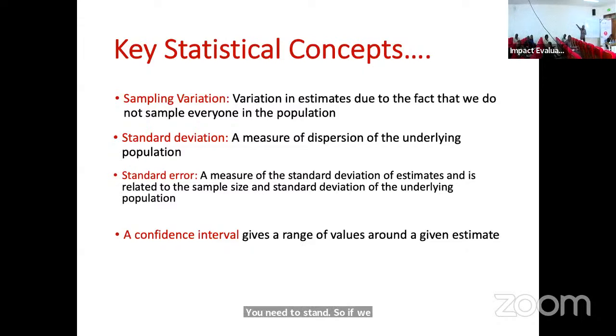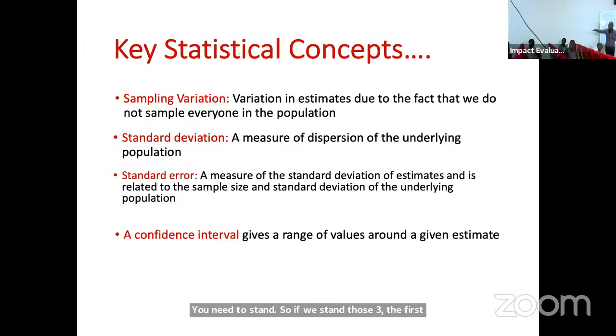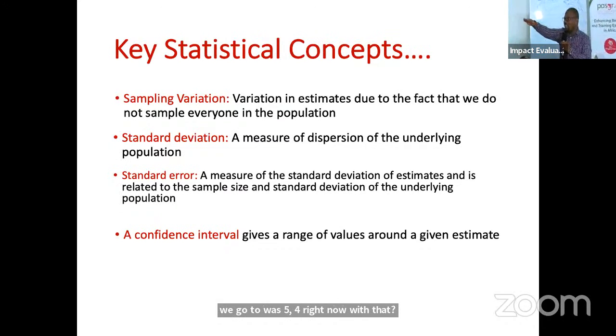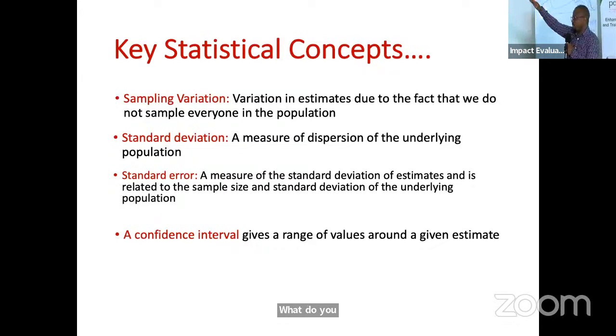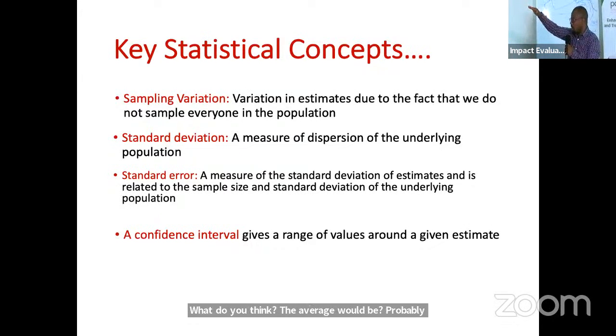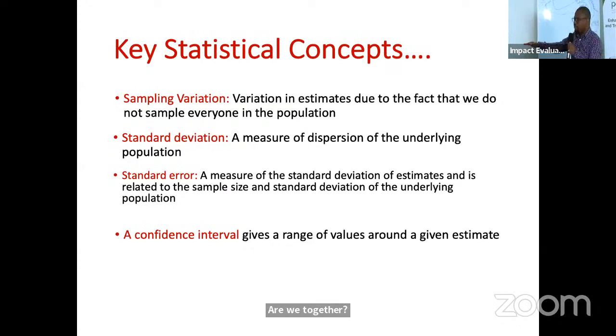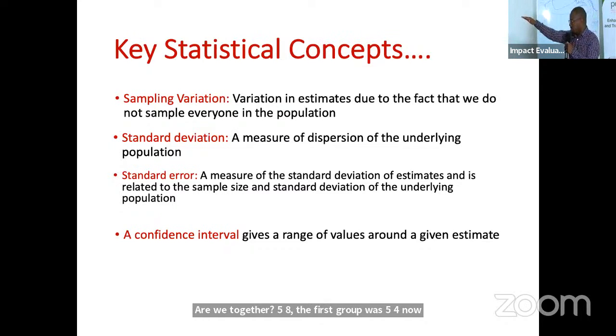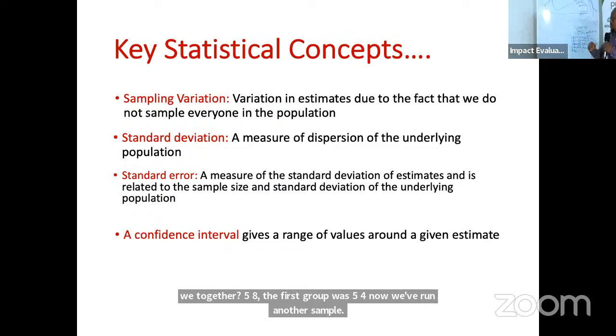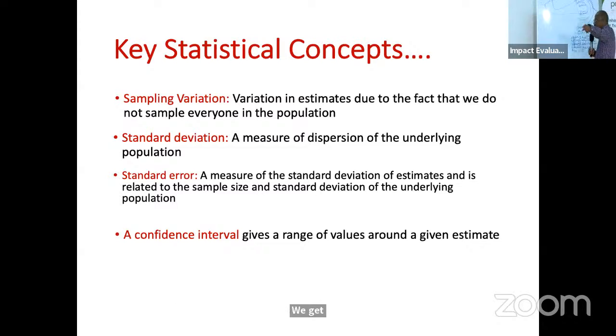So if he stands, those 3, the first one we got was 5'4", right? Now with that, what do you think the average would be? Probably 5'8". Are we together? 5'8". The first group was 5'4". Now we have drawn another sample, we get 5'8". Okay? Please sit. What are we learning here? That's sampling variation.